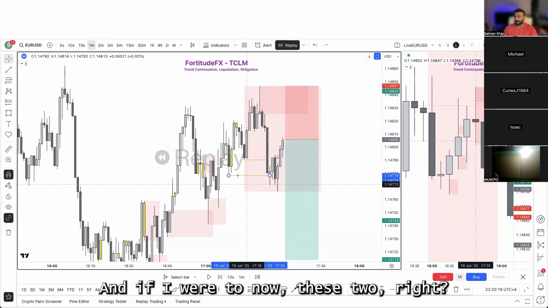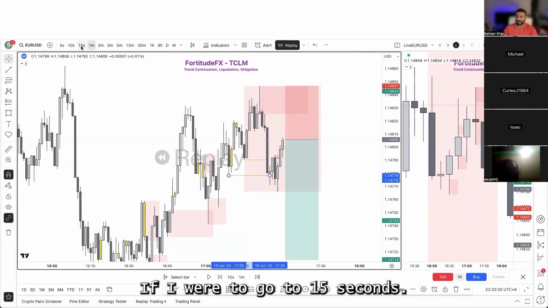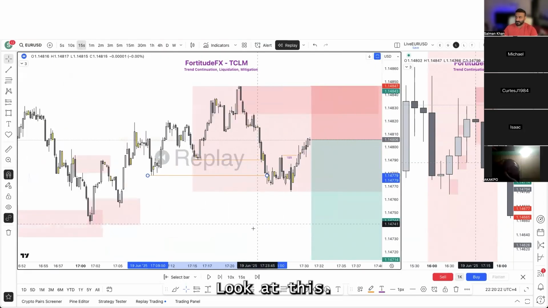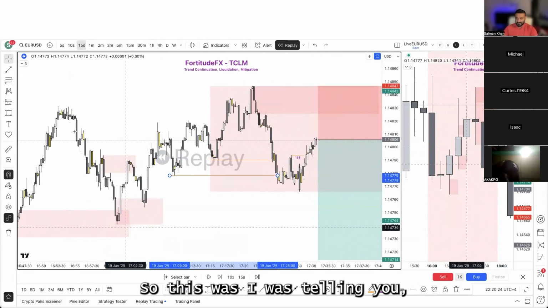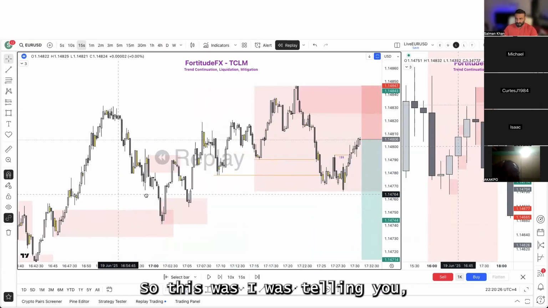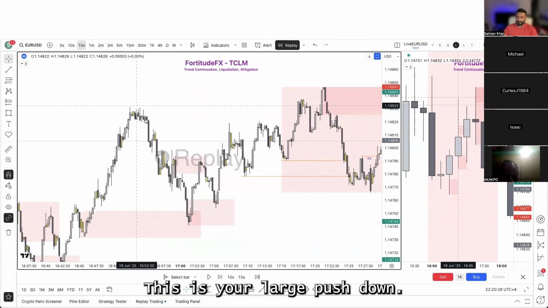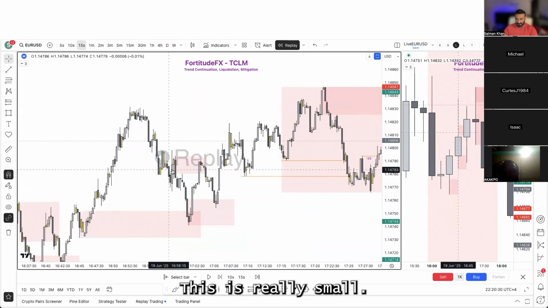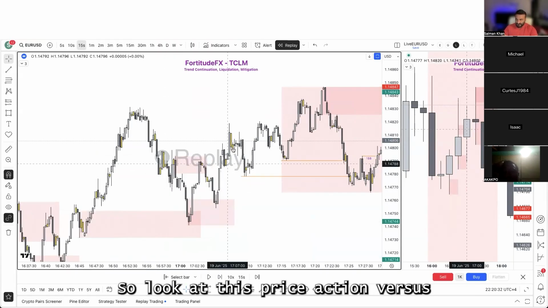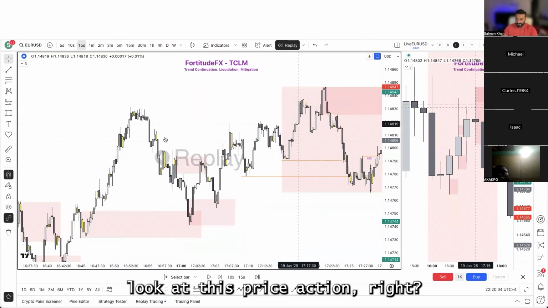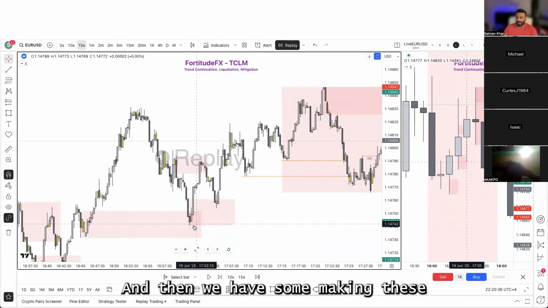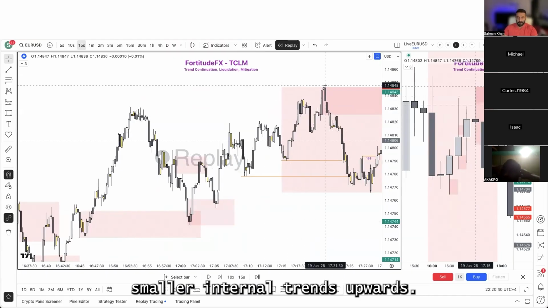And these two, right? If I were to go to 15 seconds, look at this. It's much more clear, right? I was telling you, this is your large push up. This is your large push down. This is really small compared. So look at this price action versus this price action. For me, this is down. And then we have started making these smaller internal trends upwards.